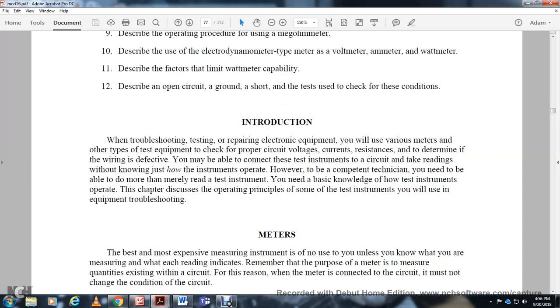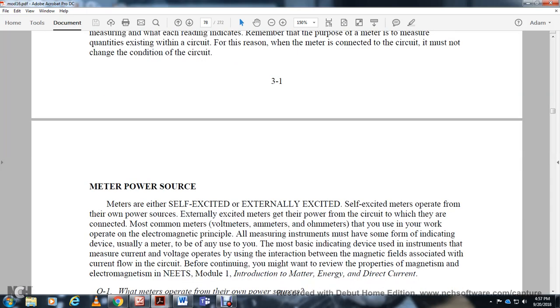Meters, the best move is expensive for measuring instruments, and is of no use unless you know what you are measuring and what each reading indicates. Remember that the purpose of the meter is to measure a quantity existing in the circuit. For this reading, your meter is connected to the circuit. It must not change the condition of the circuit. Meter power source: meters are either self-excited or externally excited. The self-excited meters operate from their own power source. The externally excited meters get their power from the circuit to which they are connected.